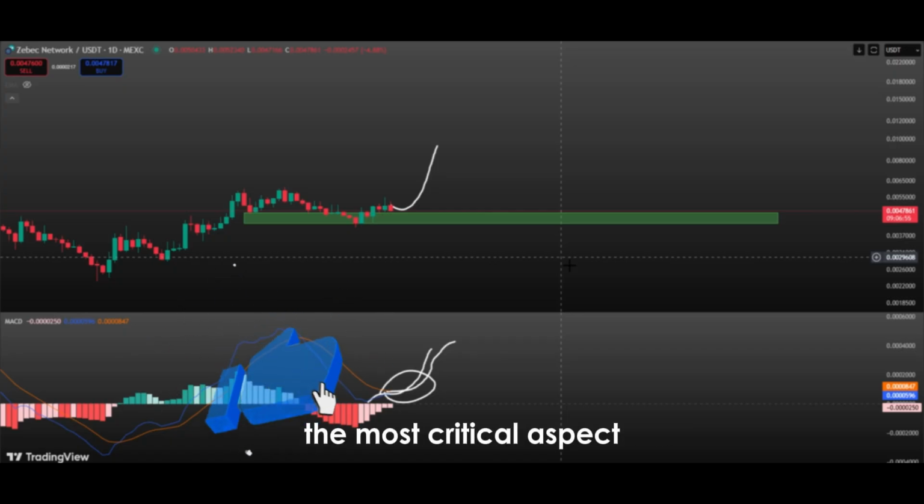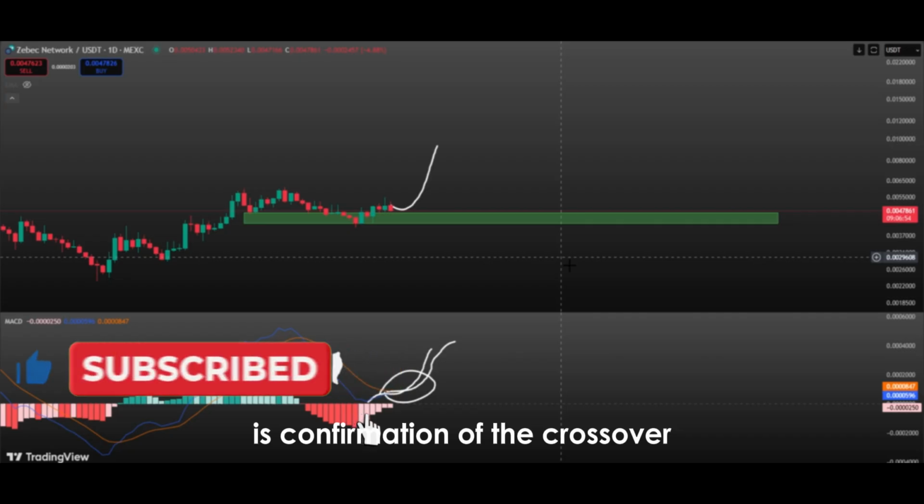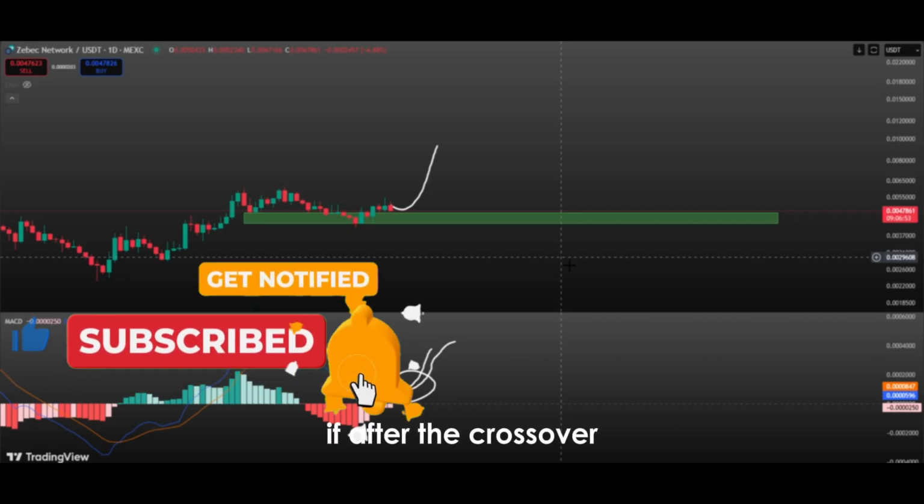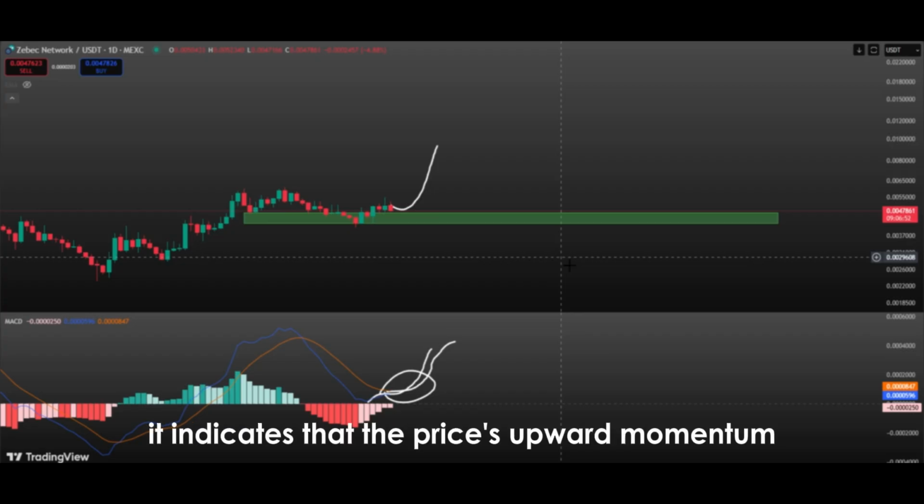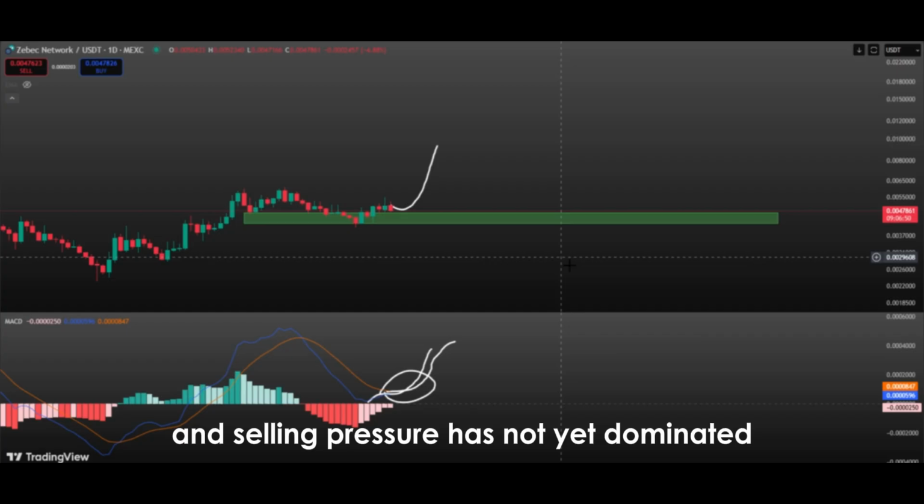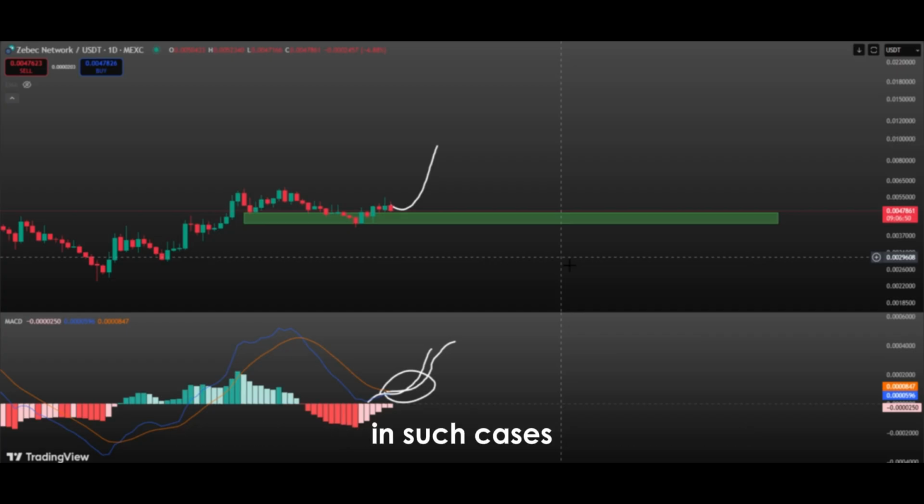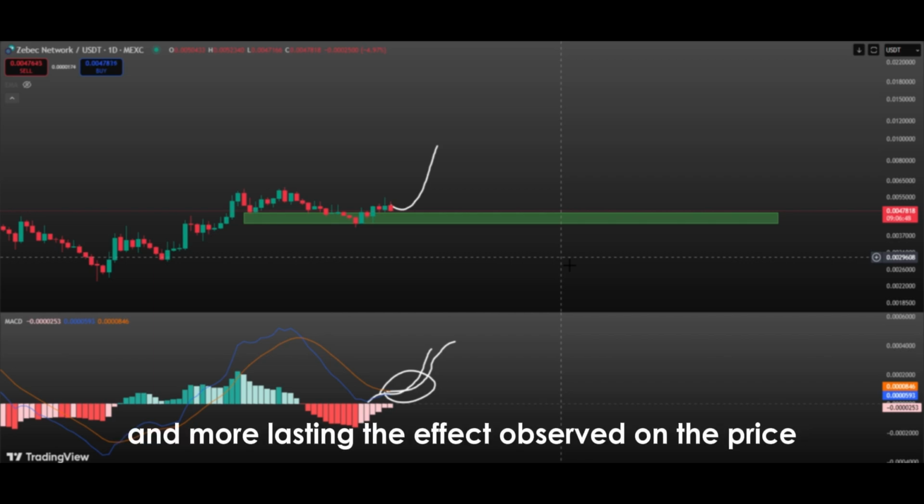The most critical aspect investors should watch at this point is confirmation of the crossover. If, after the crossover, the MACD line remains above the signal line, it indicates that the price's upward momentum is sustainable and selling pressure has not yet dominated. In such cases, the upward movement of the price can be stronger and more lasting.